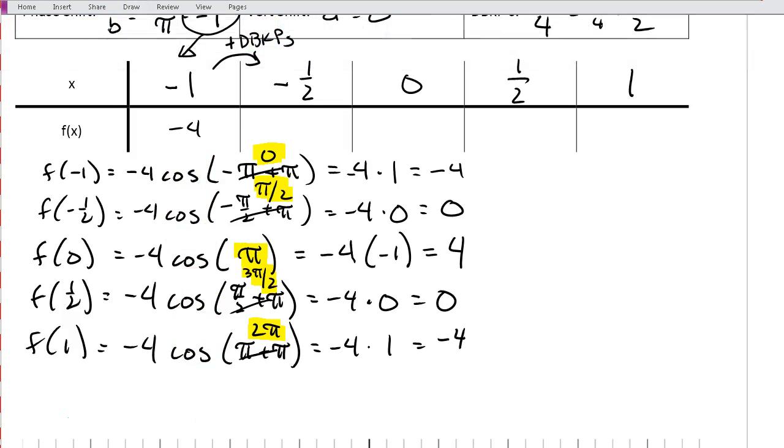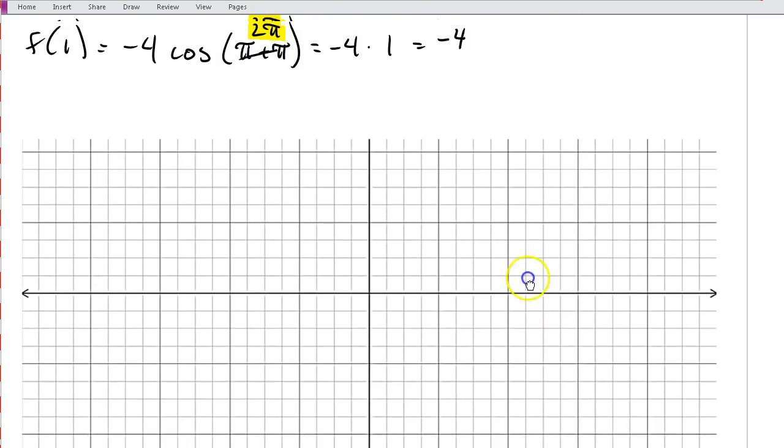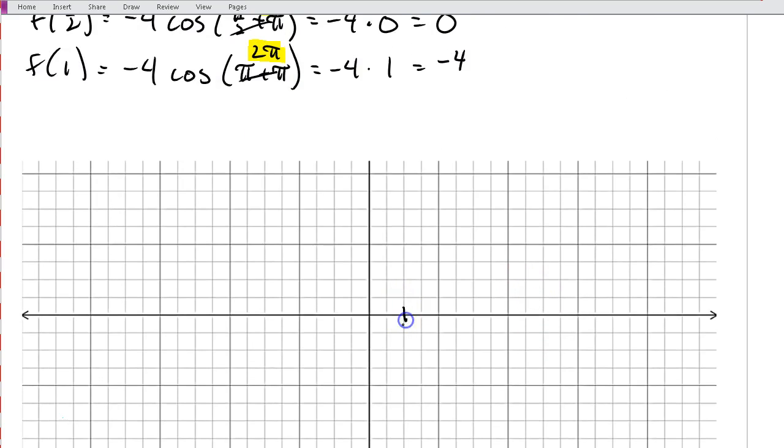All right, so let's see, I had negative 4, 0, 4, 0, negative 4. And my distance between key points is 1/2, so I'm going to make all of my marks here 1/2. So I've got 1/2, 1, 3/2, 2, that was 4/2, 5/2, 6/2, 7/2, 8/2 is 4. Let's go one more, 9/2.